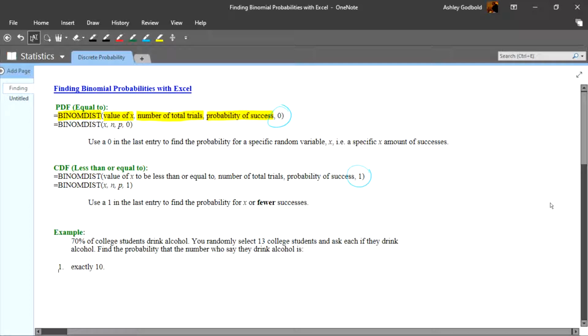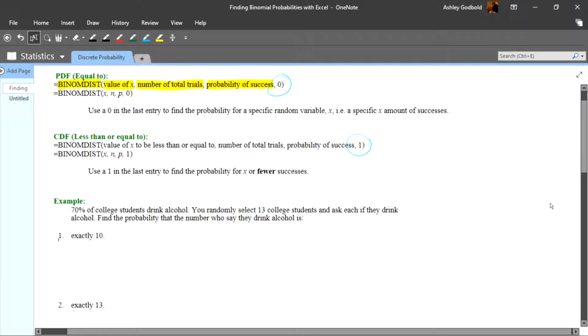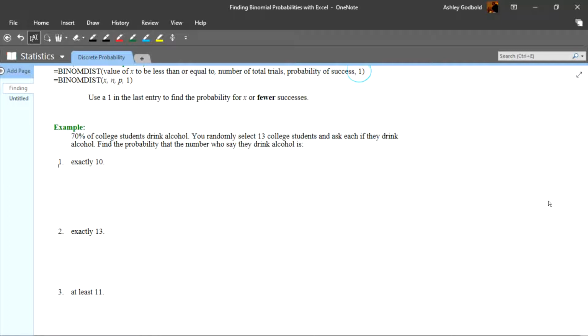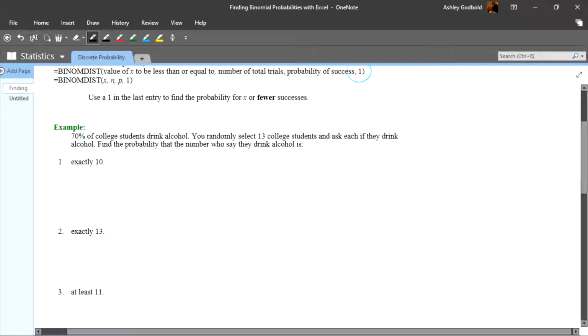Let's look at an example so we can see how this works. 70% of college students drink alcohol. You randomly select 13 college students and ask if they drink alcohol. Find the probability that the number who say they drink alcohol is, and then there's going to be a few different examples. Is this a binomial situation?